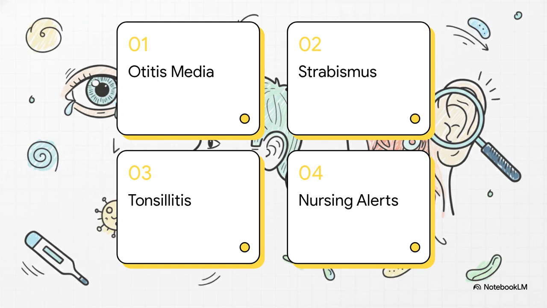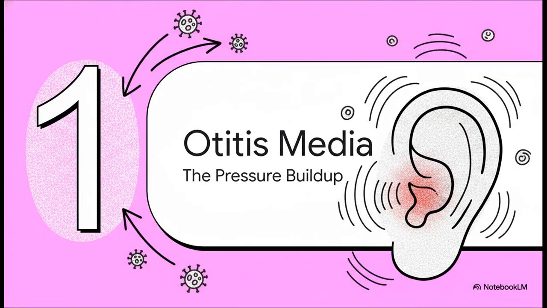Okay, so here's our game plan. We're going to start by tracing the pressure buildup in otitis media. Then, we'll decode that brain-eye miscommunication in strabismus. After that, we'll get into the key post-op risks of tonsillitis, and we'll wrap up with some critical nursing alerts that are absolute must-knows. First up, the ear.